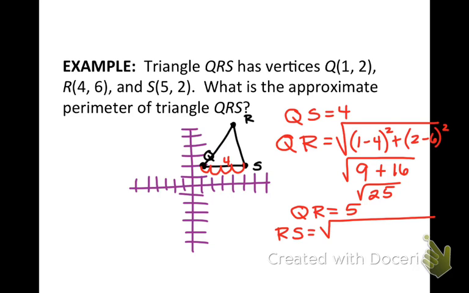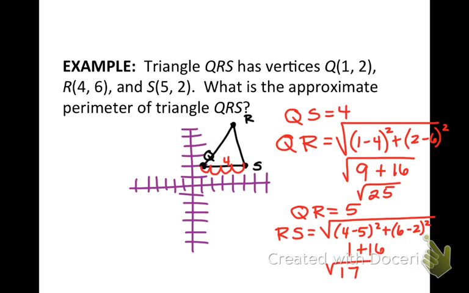So if you do RS, coordinates for R, so 4 minus 5 squared plus 6 minus 2 squared. 4 minus 5 is negative 1. Negative 1 squared is 1. 6 minus 2 is 4. 4 squared is 16. So we get the square root of 17.